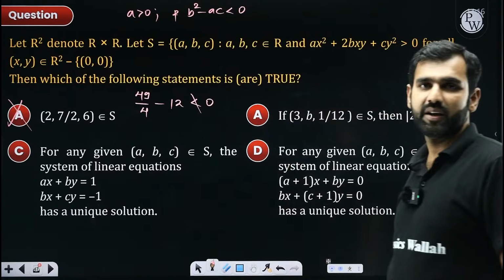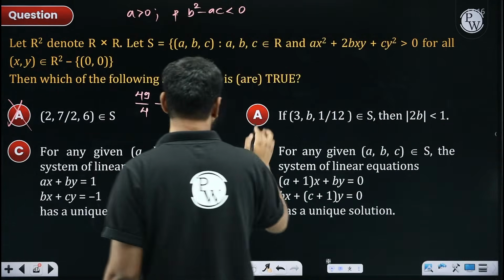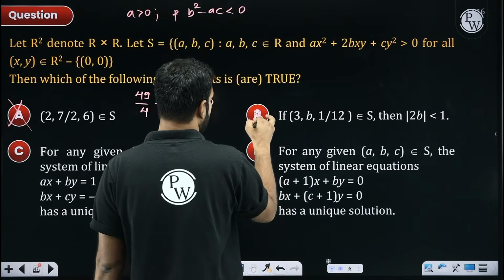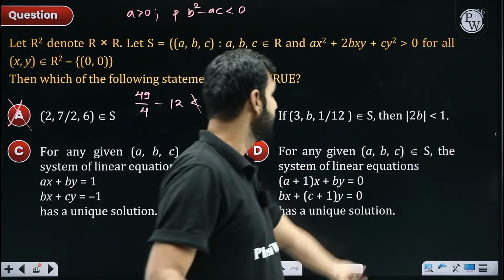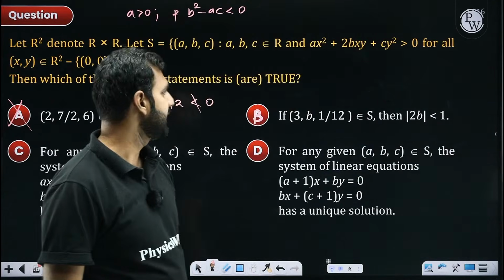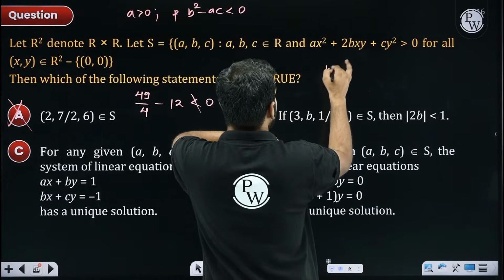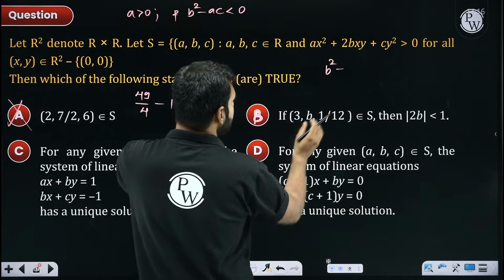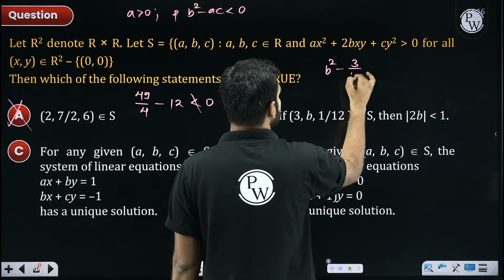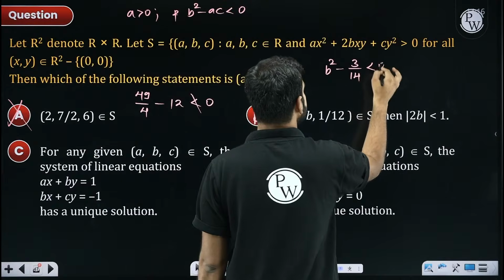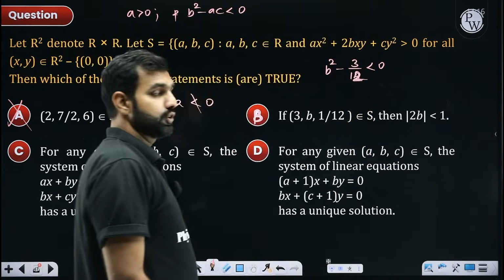Everybody understood that explanation? I think there is some typing error. This should be option B. Now let's talk about option B. What is option B? 3, B, 1 by 12. Then they are saying that this will be true. Okay, let's talk about that. A is positive, great. B square minus AC. What is AC? 1 by 12 into 3. So this is 3 by 12, it should be less than 0. It's not 3 by 14, it's 3 by 12.